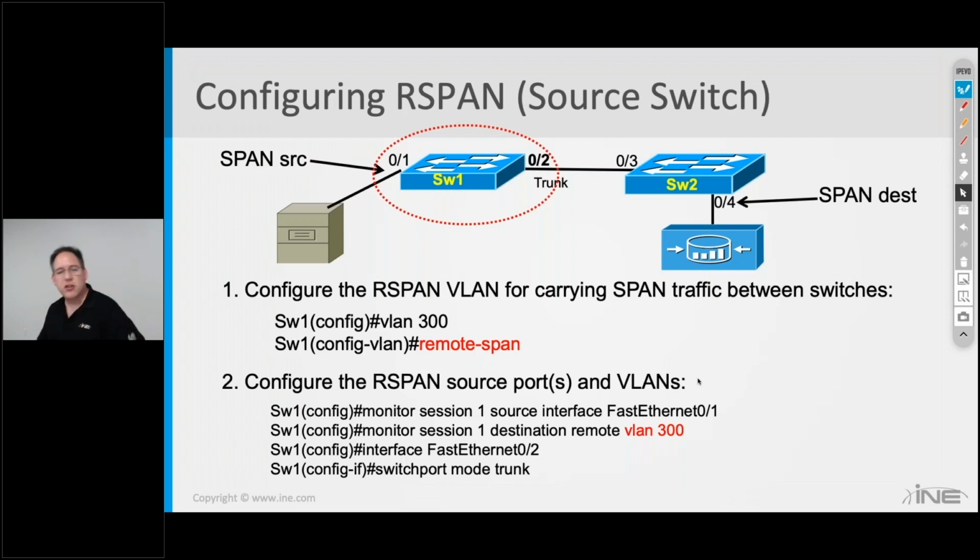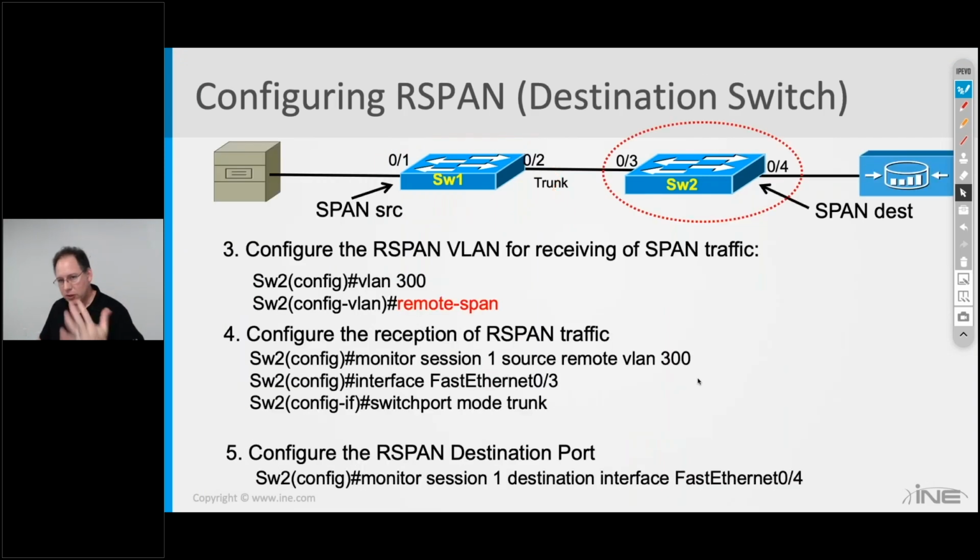Okay, so let's move over to switch number 2 now. Switch number 2 has the RSPAN VLAN configured. That RSPAN VLAN is what its source is. So when you use the monitor session command here, VLAN 300 is the source, and then your destination in this case is your physical interface that's leading to your Wireshark PC or your IPS/IDS box.